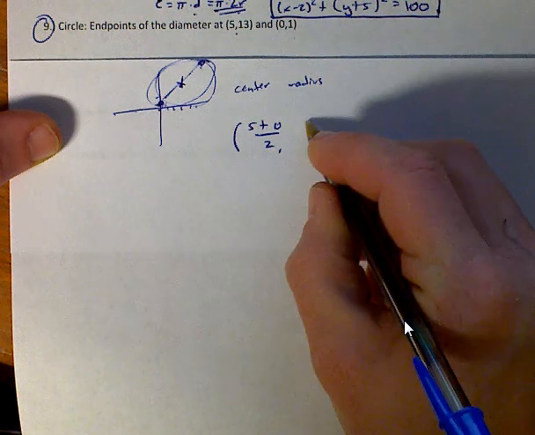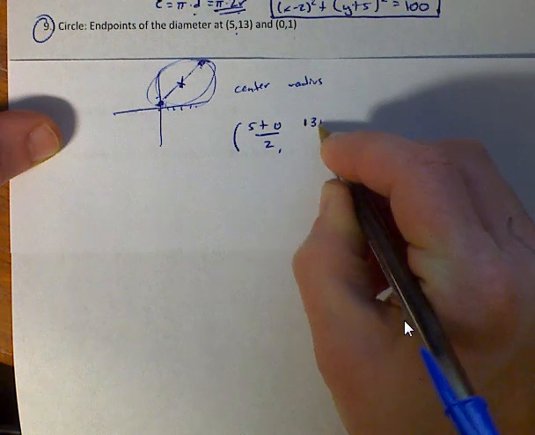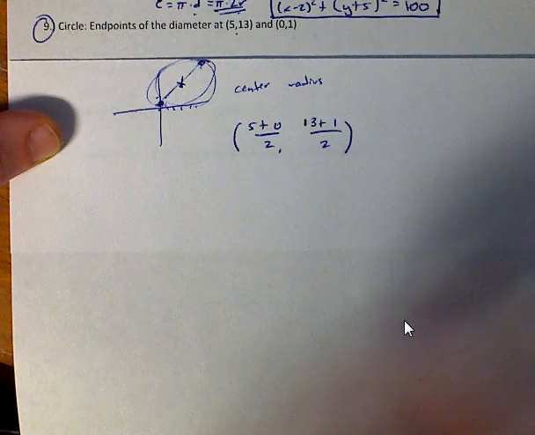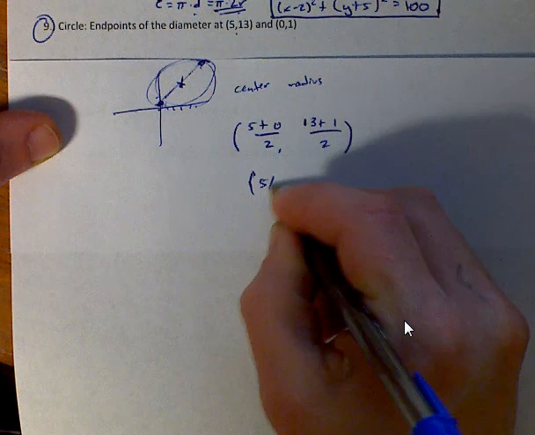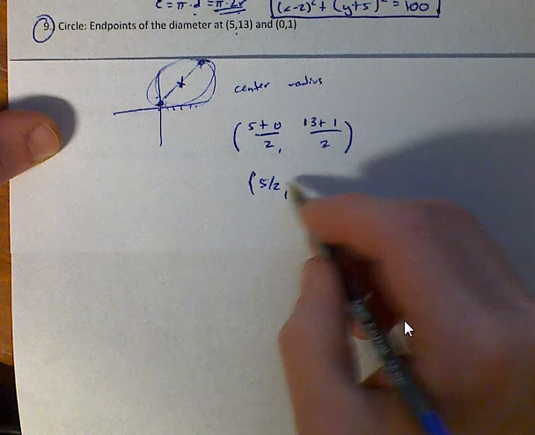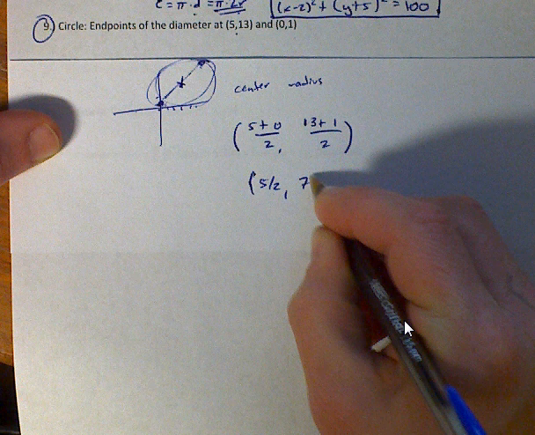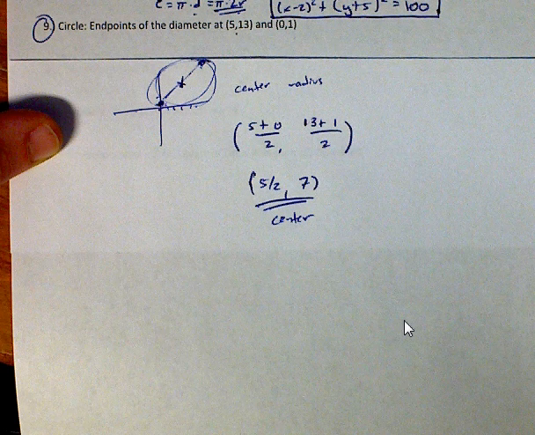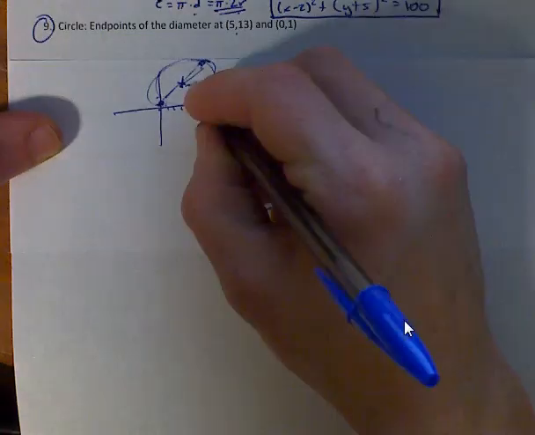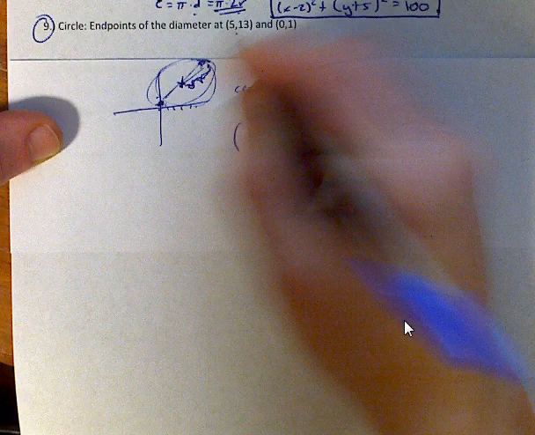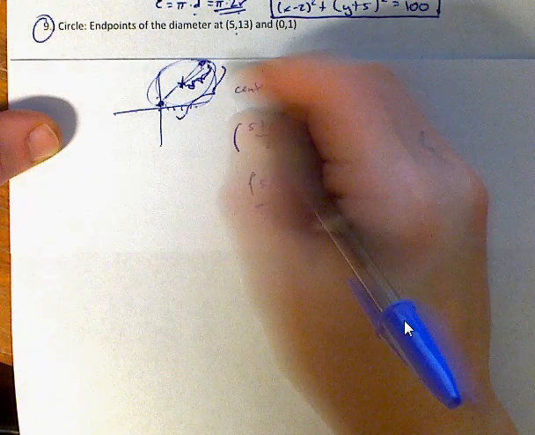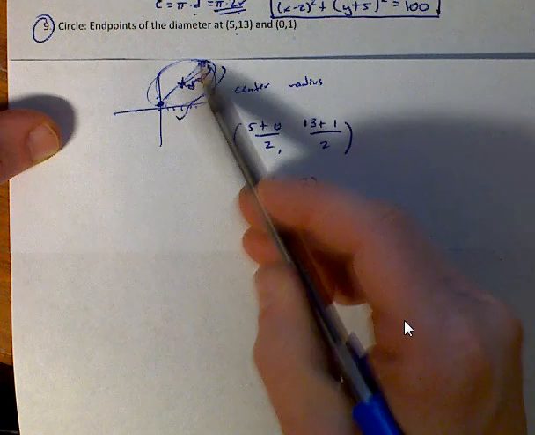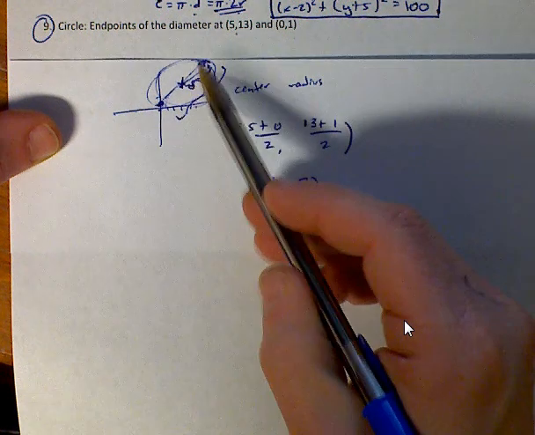And then you want to take the 13 plus 1, and you want to cut it in half. So if you add up your y-coordinates and cut it in half, that'll take you to the middle of your y-coordinates. So the center is going to be 5 halves, and then this is 14 over 2, which is 7. So this is the center of the circle. To find the radius of the circle, this length, you can see that it's going to be the whole length just cut in half. So if I can find the distance of this length, and then I just cut it in half, that'll give me the radius.